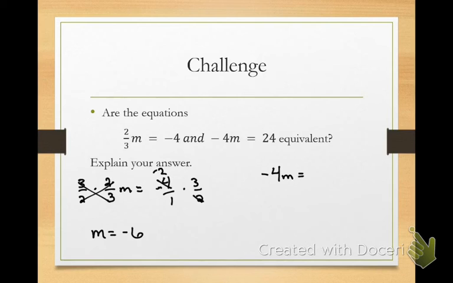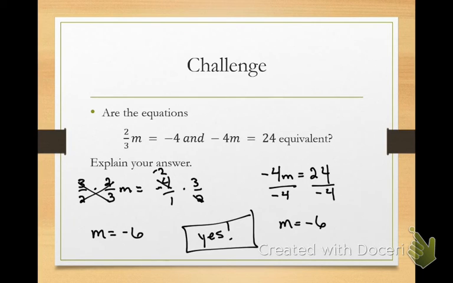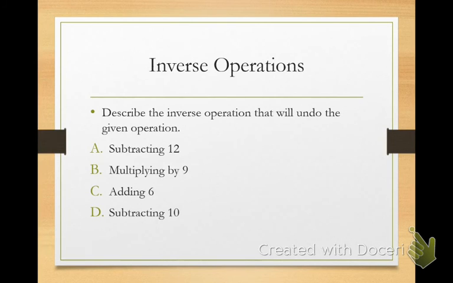-4m equals 24. What would I divide both sides by? -4. M also equals -6. Yes, they are equivalent. All right, and there's your proof, because m equals -6.